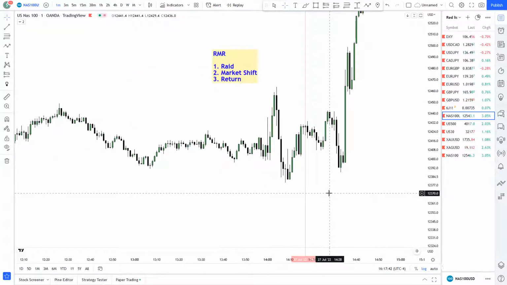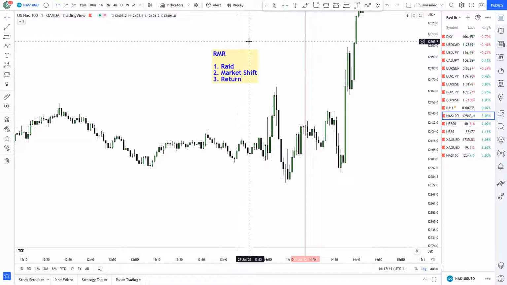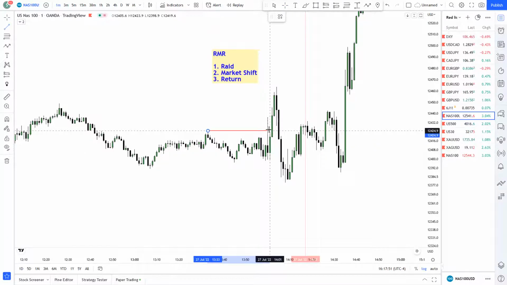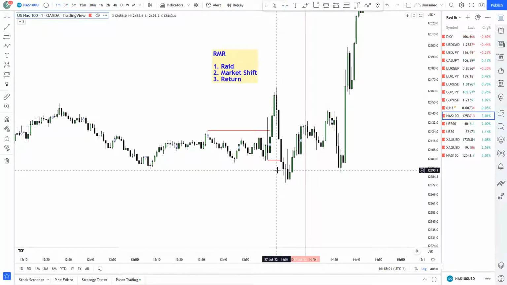If you've watched any of my previous videos, you'd know the framework I use to trade is called the RMR pattern. First we look for a raid, so above this swing high. Once we reach above that, we call that the raid. The next thing we look for is the market structure shift. So once it starts breaking swing lows, which it does over here, we call that the market structure shift.